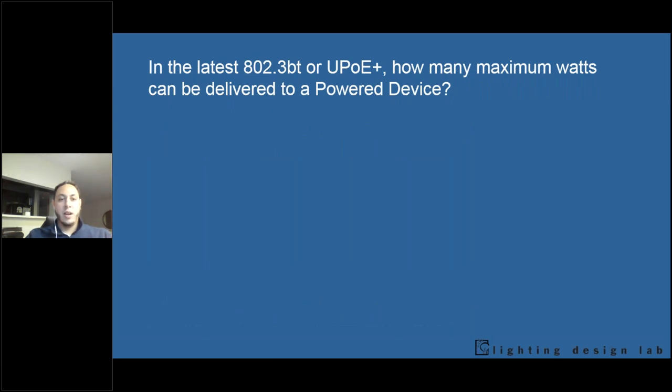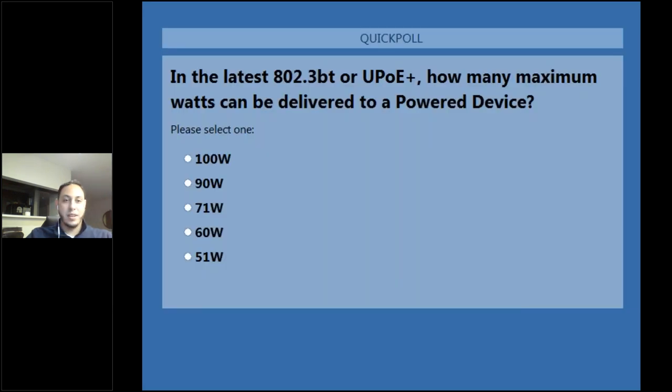Quick stop before we carry on. I wanted to check in with another question, another poll. For that 802.3BT or Cisco's UPoE Plus standard, how many maximum watts can be delivered to a powered device? Let me bring up this poll here with the latest standard. So it's not what's the maximum available power at the switch, but what's the maximum available power that can be delivered to a powered device, to a fixture, to a wall station?